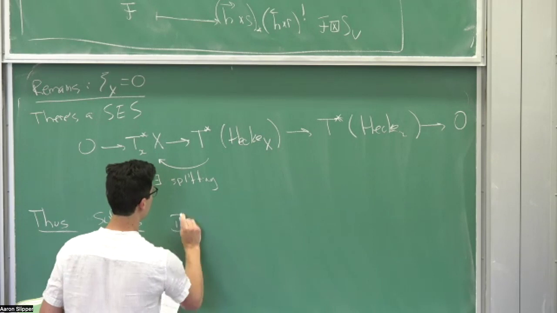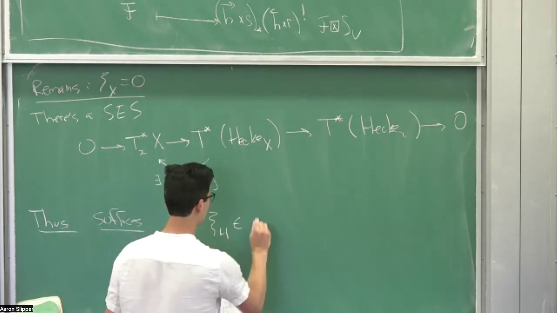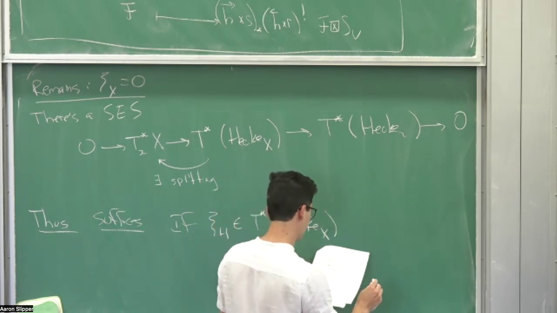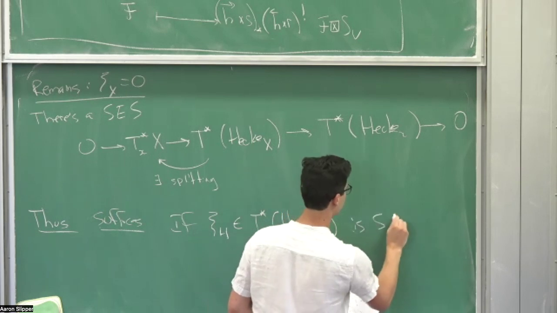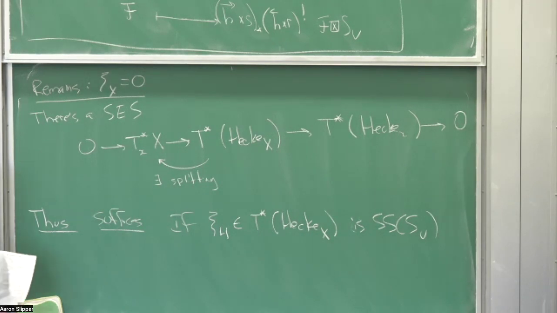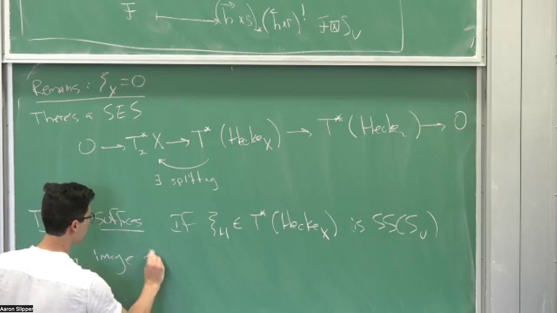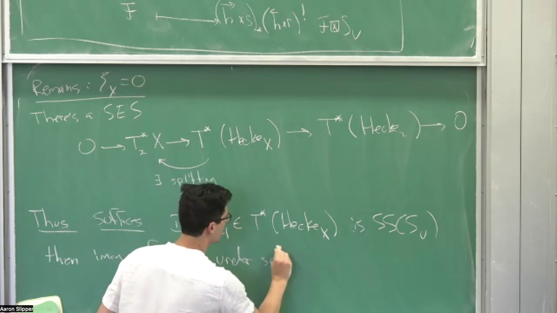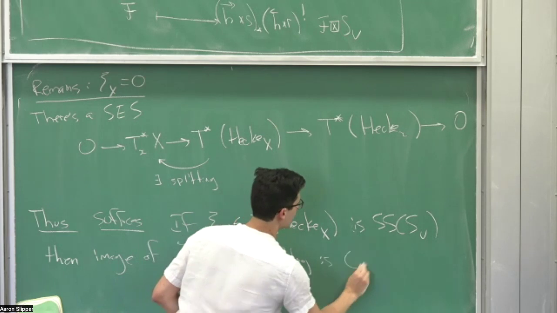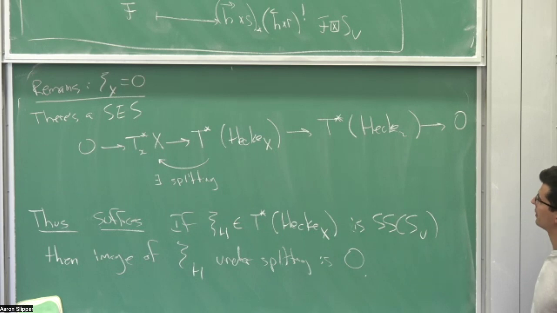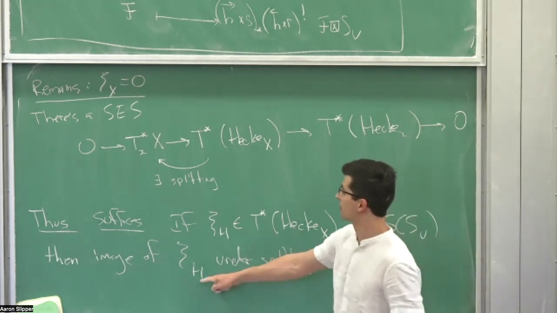to check if psi h in the cotangent space of Hecke x is in the singular support of Satake V, then the image of psi h under the splitting is 0. Okay. So the image of this is psi x.